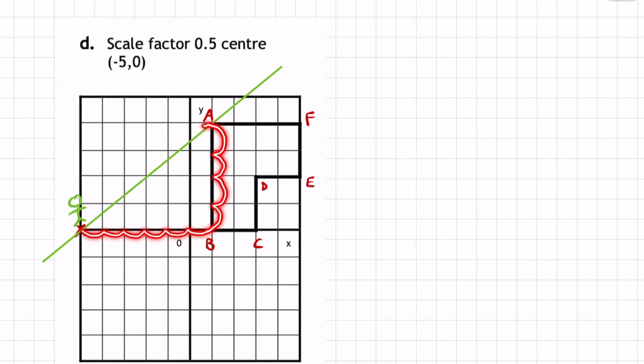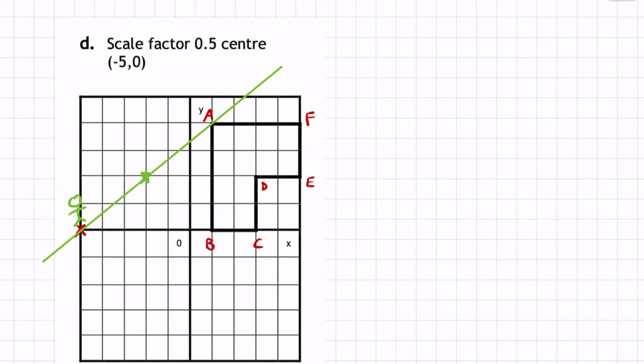But because we are told that the scale factor is 0.5, that means we will end up with an image that is half of the size. Let's go back to the starting point. This time, we have to go 3 squares to the right and up 2 squares. So we have our journey across and up. Label this point. This is our new point.